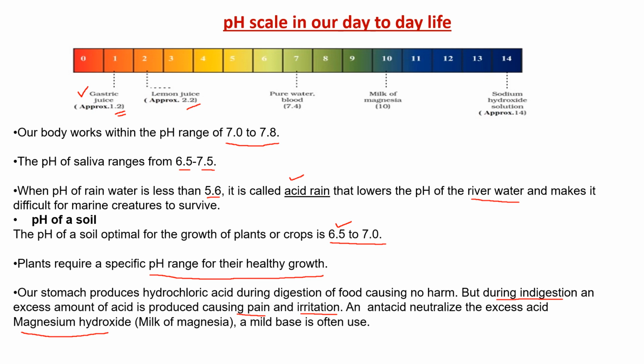Now what is magnesium hydroxide? The common name of magnesium hydroxide is milk of magnesia. Mg(OH)2, right? Mg(OH)2, that is magnesium hydroxide, a mild base, used as an antacid. This is very important, children. A 1 mark question can be asked on this, right?